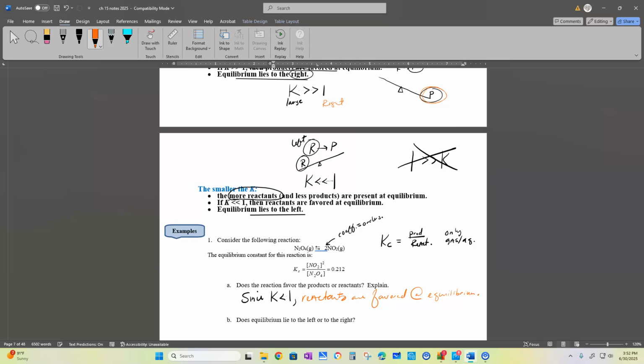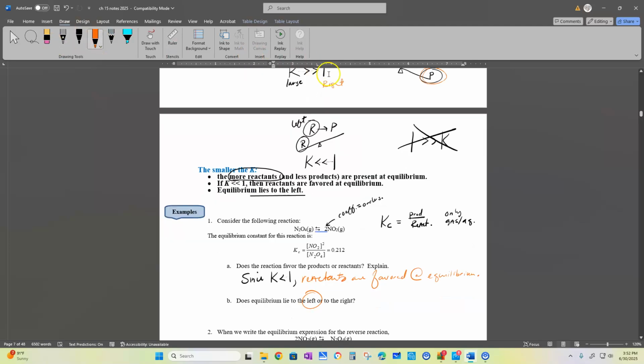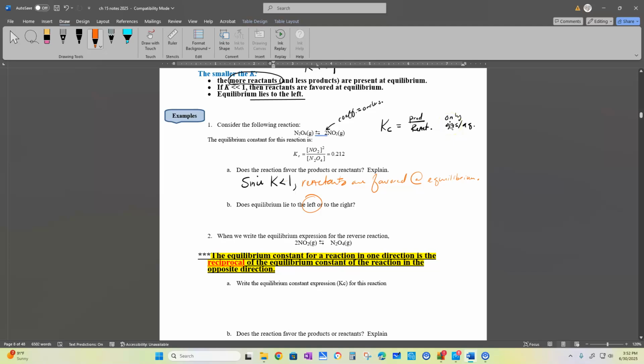Okay? So because my reactants are favored, does my equilibrium lie to the left or to the right? Well, the reactants are on the left side, so it goes to the left side. Okay? What happens if the equation is flipped?